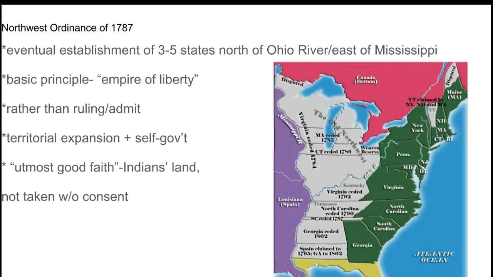So you had the eventual establishment. They planned on 3 to 5 states north of the Ohio River, which was here, and east of the Mississippi River. So we're talking about all of this land. The territorial expansion, self-government, and they were going to treat the Indians right. They were not going to take the land without their consent.